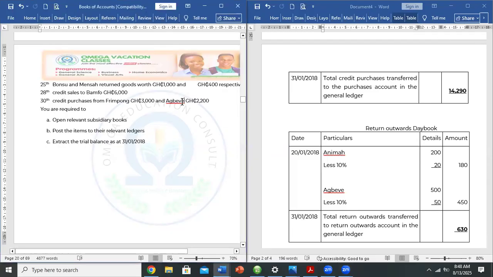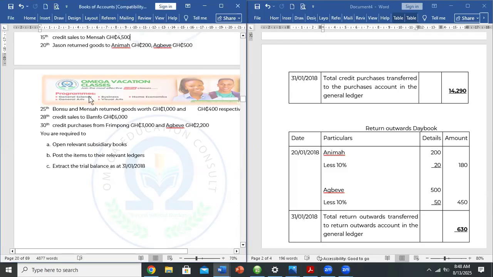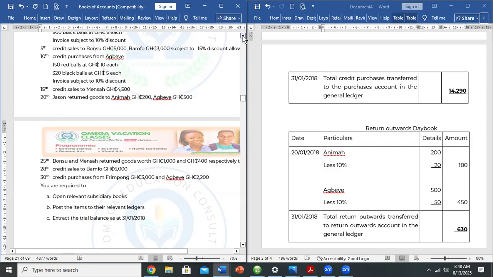After the returns to Anima and Abebe, the next transaction was on the 25th, where Bonsu and Mensa returned goods worth 1,400 respectively. So who are Bonsu and Mensa? These are also customers we sold goods to, right? So this return inwards should be in the return inwards day book.